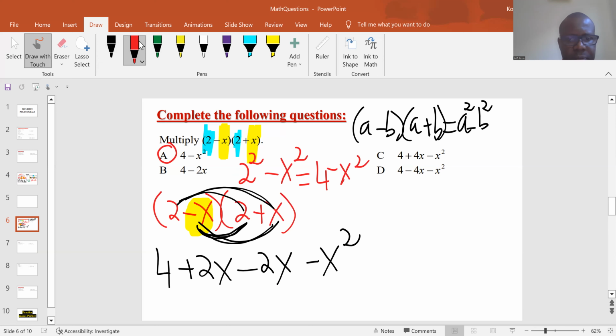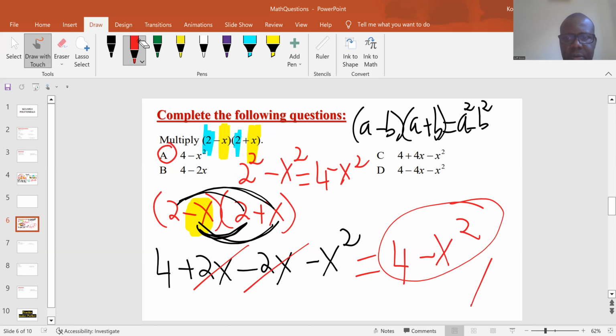You'll see that if you want to combine like terms, 2x and negative 2x are like terms and they cancel out. Therefore, we have 4 minus x squared left. And again, the correct choice is A. Let's see the next question.